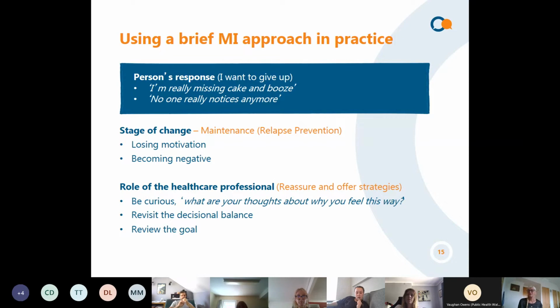So you revisit the decisional balance. So that's the pros of staying as they are and the cons of changing. And then review the goal. So is that goal actually pertinent to them now? Maybe they need to change it and do something else. Okay.